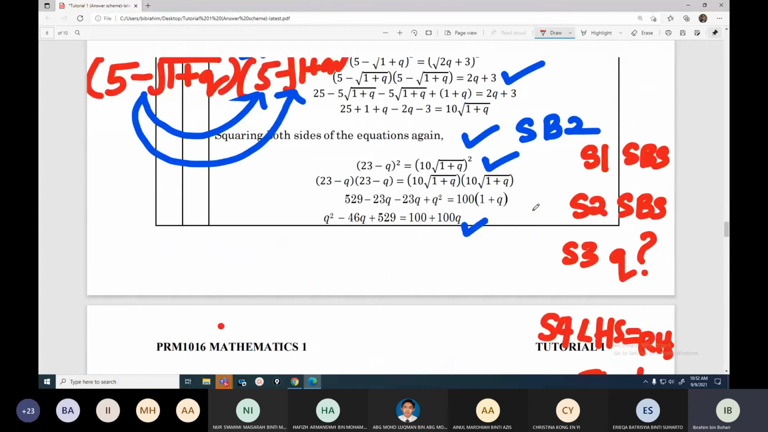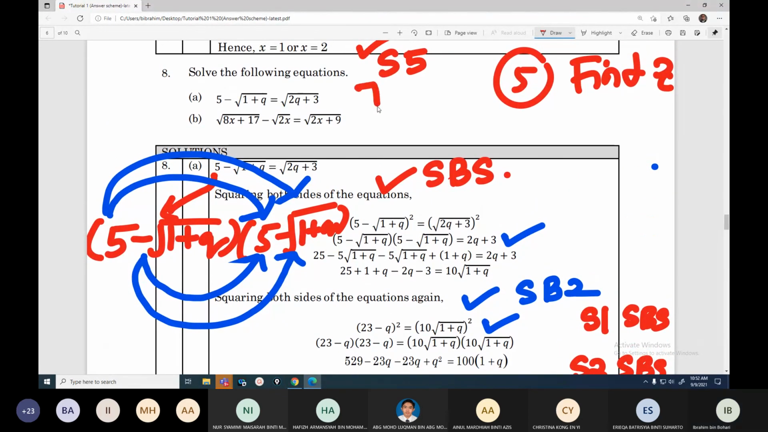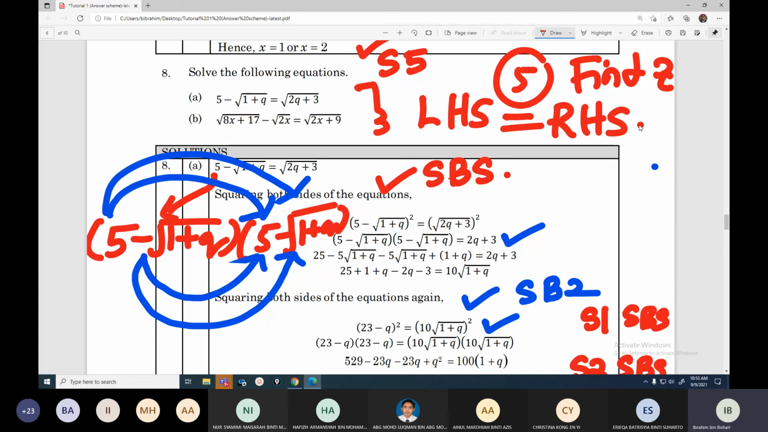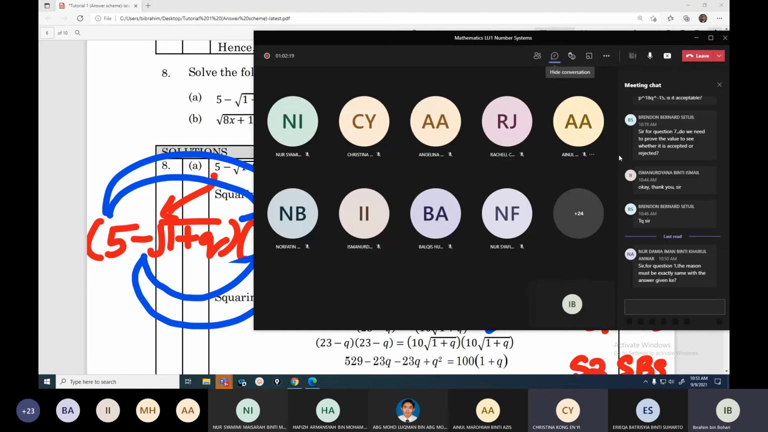Kalau you jumpa question yang ada cert macam ini, cert 5 minus cert 1 plus q, cert 2 plus q, this one you kena compare left hand side with the right hand side of the equation. Kalau logs tak perlu, you buat macam biasa saja. Okay, boleh? Okay, thank you, sir. Okay, good. Okay, next ada lagi soalan.